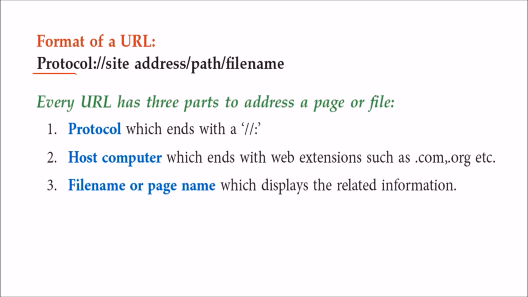First, this is called the protocol. This can be HTTP, FTP, or HTTPS. Then you have a site address, which is nothing but the host computer, that is the IP address. You will be typing some name, some word or string, but that will essentially be translating into the IP address of the host computer. Now this ends with some .com or .org, com for commercial, org for organization, .au for Australia, .in for India, like this.